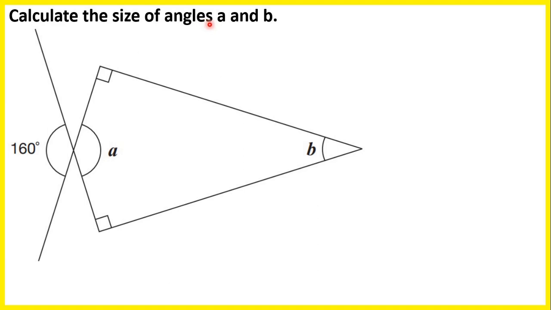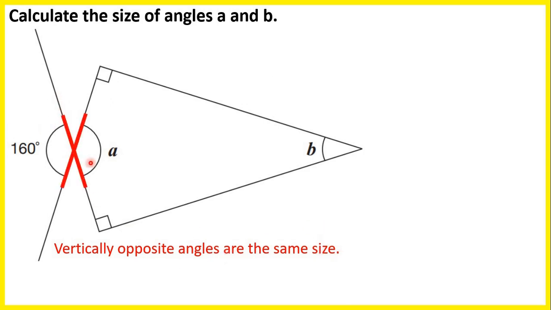Calculate the size of angles A and B. So we can work out the size of angle A because we can see that here we have straight lines crossing, and so we have vertically opposite angles, and vertically opposite angles are the same size. So here, because we have straight lines crossing, if we know that this angle is 160, then angle A will be 160 degrees as well.